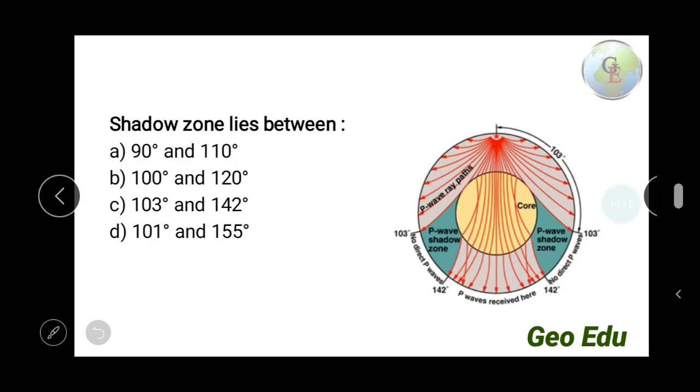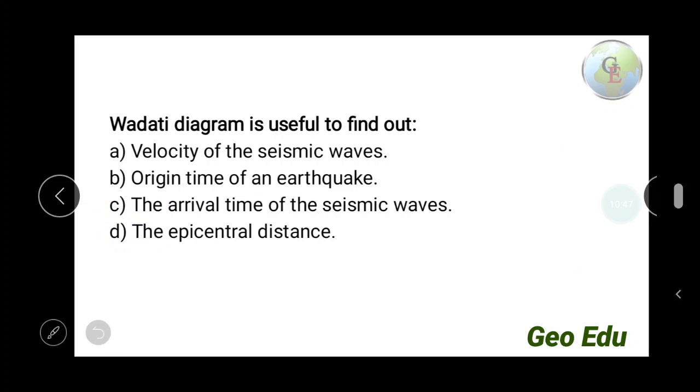Next question. The shadow zone lies between 90 degrees to 110 degrees, 100 degrees to 120 degrees, 130 degrees to 140 degrees, 101 degrees to 155 degrees. As you can see here, the shadow zone occurs on both sides of the earth surface, that is 103 to 142 degrees. So option C will be the answer. This is the P wave shadow zone, and for S waves there is also another shadow zone. Next question.